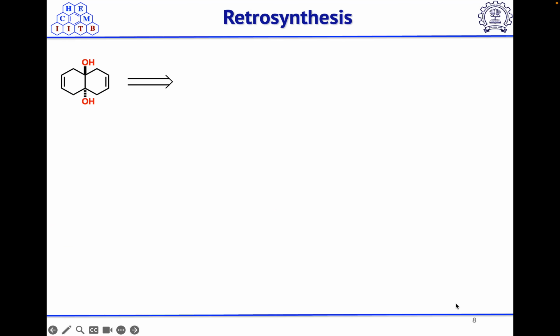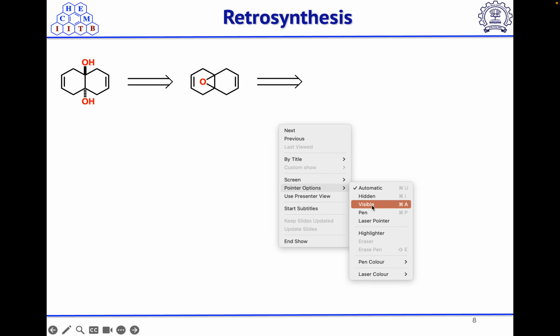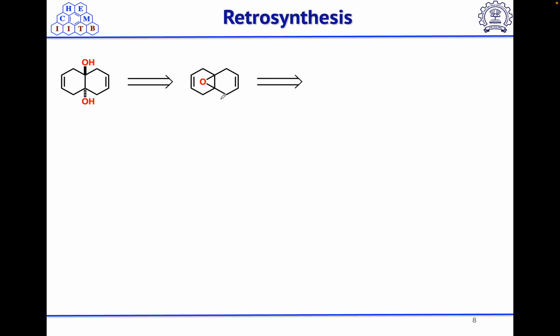So ring opening of epoxide, we can get this 1,2 diol, right? Now how can we get this epoxide? Basically, we could get the epoxide from the corresponding olefin. So this is the triene. From the triene, if you see, there are three double bonds.